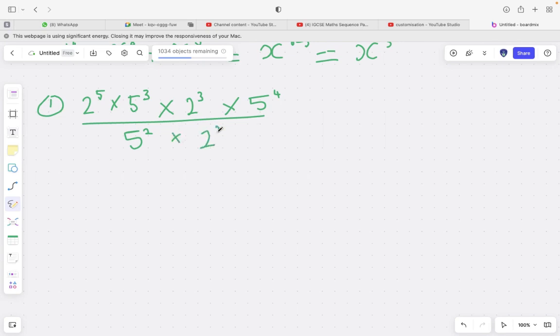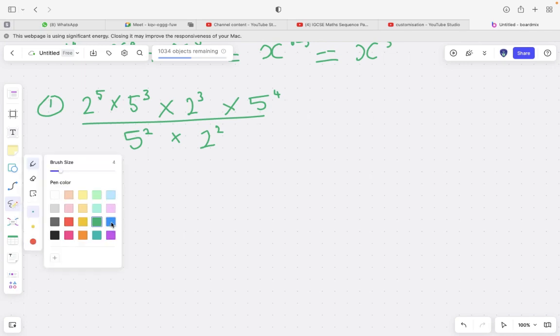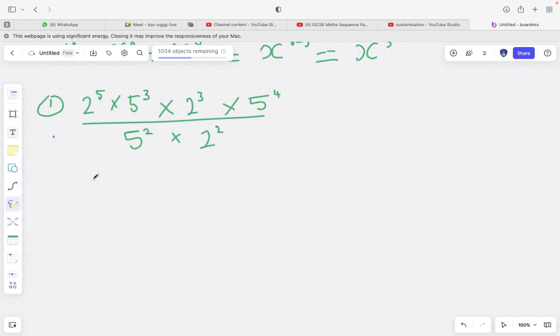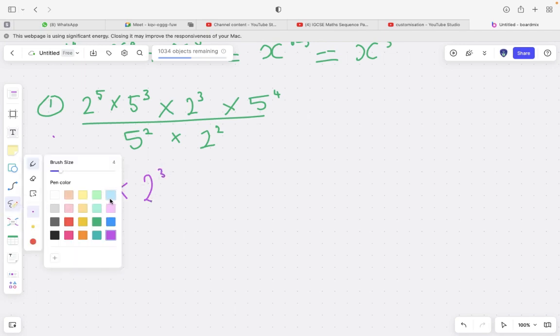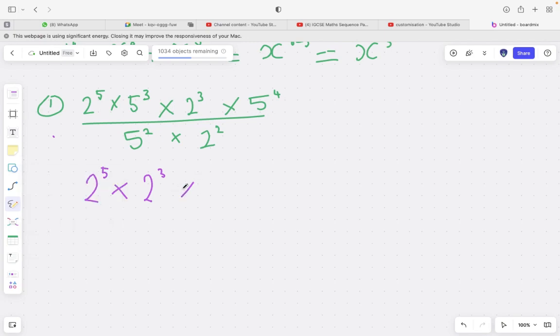Now you give a problem like this. First of all, we'll do them one at a time. Let's do the numerator and collect the ones with the same base together. So let's say we start with 2 to the power of 5 times 2 to the power of 3. You know, these are the same base, right? And then we also have 5 to the power of 3 and 5 to the power of 4.